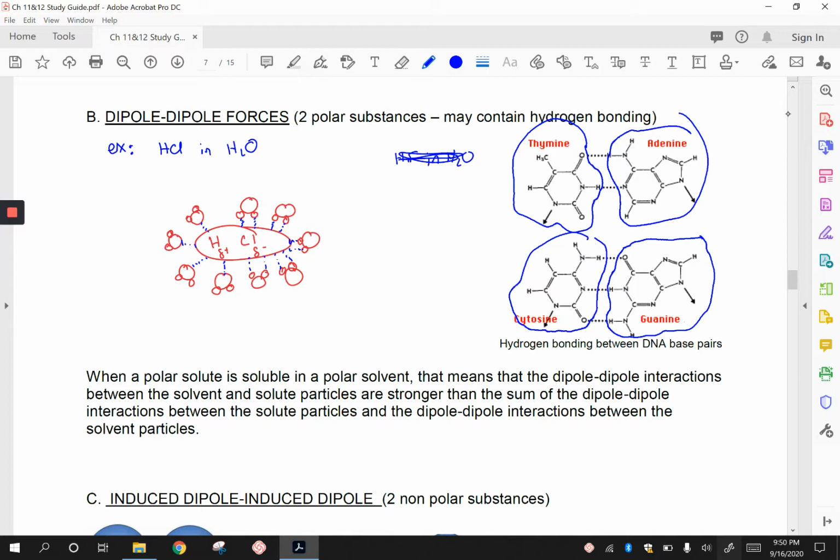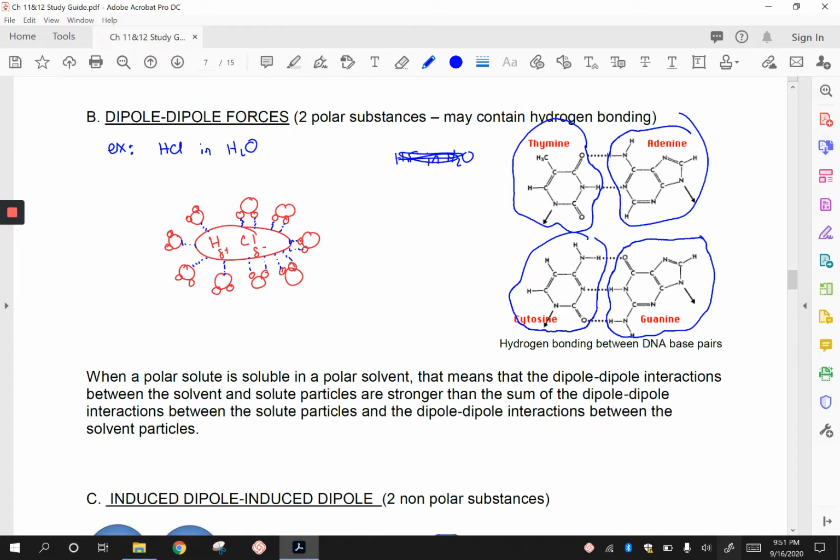So the partial negative end of one molecule is attracted to the partial positive end of another molecule. The partially negative one has to have a lone pair, like that oxygen here or that nitrogen here, and the other end that's partially positive needs to be a hydrogen that's bonded to a nitrogen, an oxygen, or a fluorine. And so you see hydrogen bonding happening here. We'd say this is dipole interactions because there are two different molecules that have attractions to each other. If you want to call it hydrogen bonding interactions, you can as well.